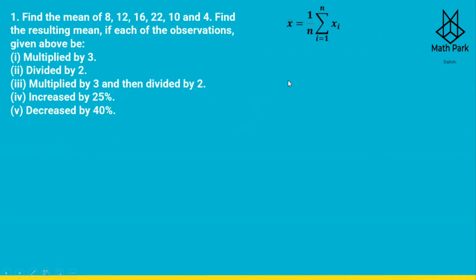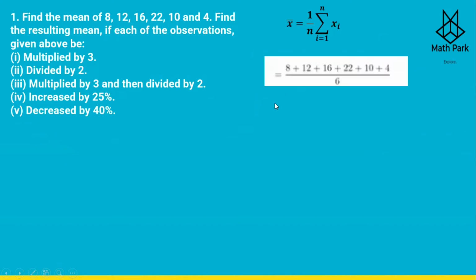Finding the mean. So mean is the sum of all observations divided by n. The sum of all observations, that is 8 plus 12 plus 16 plus 22 plus 10 plus 4, when we do, we get 72. 72 divided by 6, 12 is our mean.